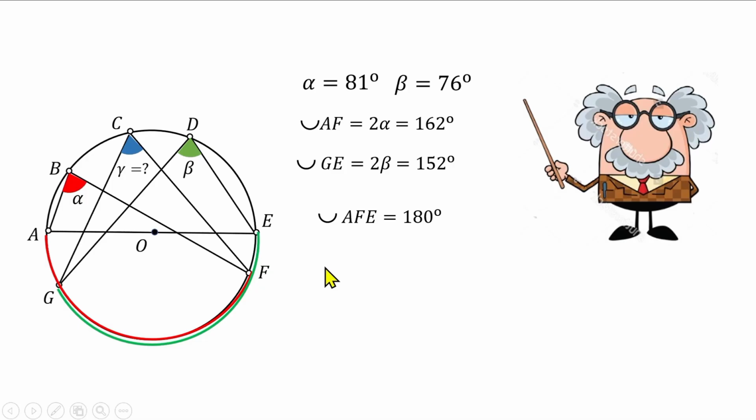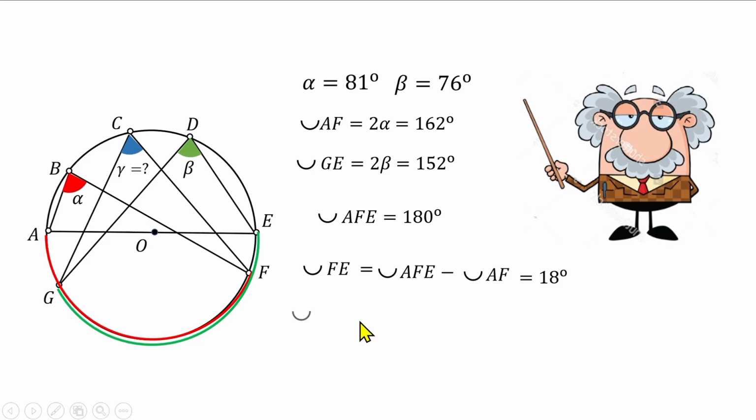Next, we will find arc FE. How to do this? We just find the difference between AFE and AF, and this is arc FE. We have here 180 degrees, and here we have AF, 162 degrees. It is 18 degrees.